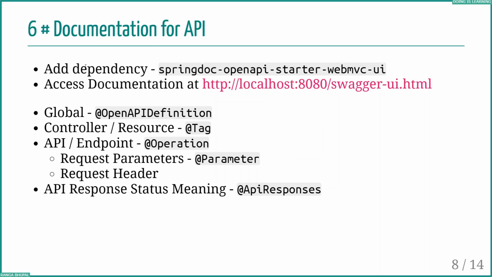So far we have learned how to add the documentation for our APIs. We know how to add it at the resource level. At the API level, we will be adding the @Operation annotation. And for the parameters, we will be using @Parameter for the request parameters and path variables as well. And in case of the response status, we are using @ApiResponses. And at the controller level, we are using @Tag. And what about the global level?